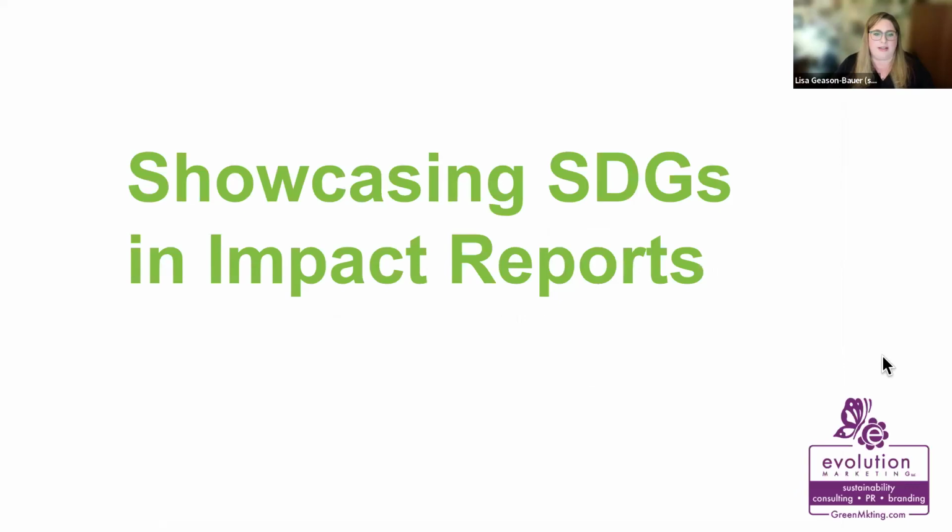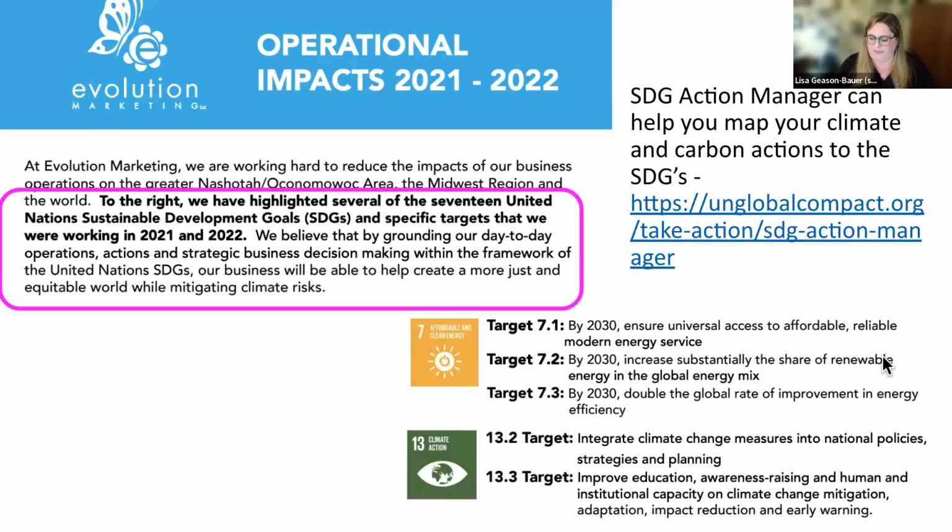We're going to now showcase some SDGs and impact reports. So this is from the Evolution Marketing 2021-22 Impact Report. The area I have highlighted here in hot pink shows how we talk about the SDGs. We literally say that in 2021 and 2022, we're working to meet these specific targets. We believe that by grounding our day-to-day operations, actions, and strategic business decision-making within the framework of the United Nations SDGs, our business will be able to help create a more just and equitable world while mitigating climate risk.